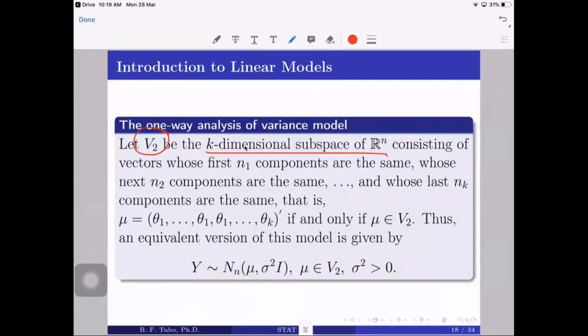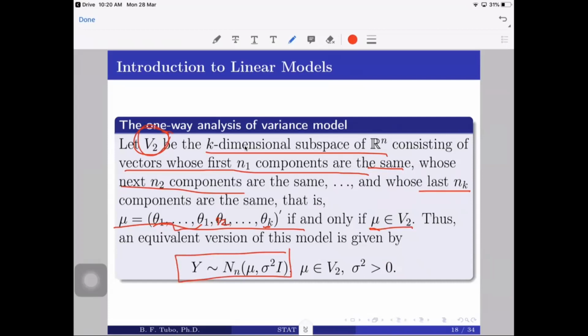So here we define V2, a k-dimensional subspace of Rn consisting of vectors whose first n1 components are the same. Then n2 components are the same. So like per group until the nk. So you have these vectors: theta 1, and then this is supposed to be theta 2 until theta k, if and only if it belongs to the subspace you defined. So you still have this assumption on your y, but your mean vector is in the space V2.